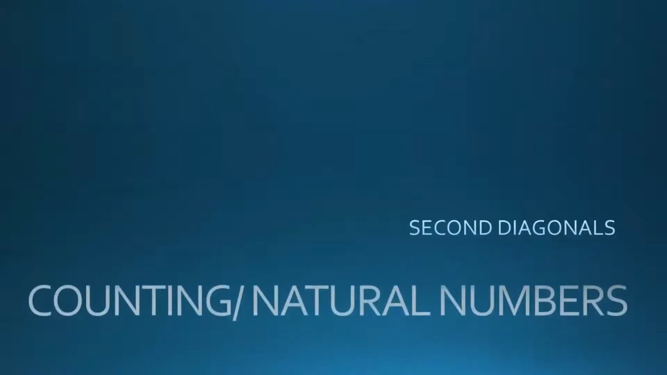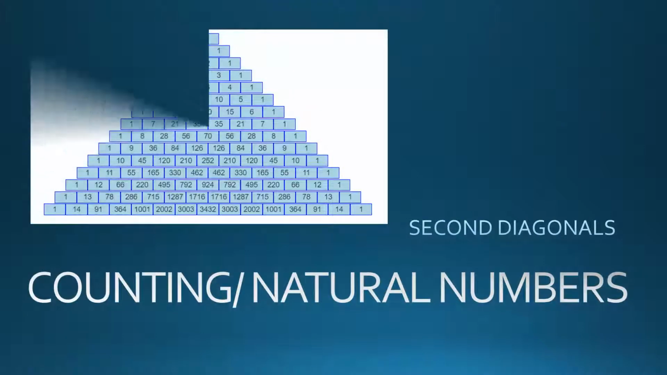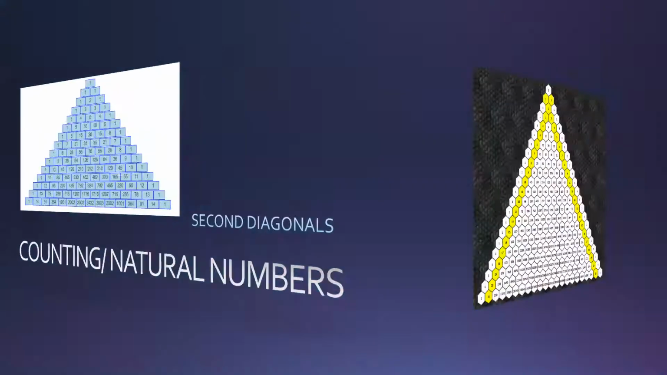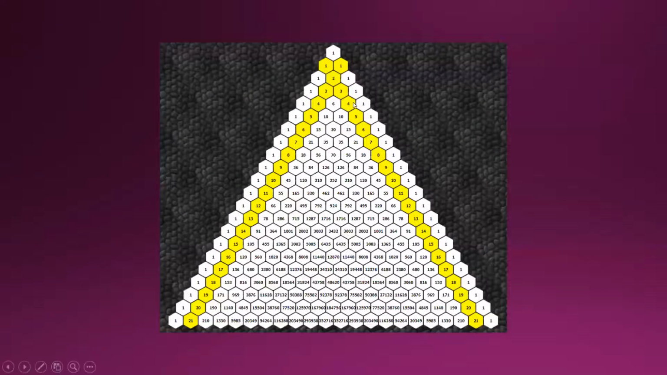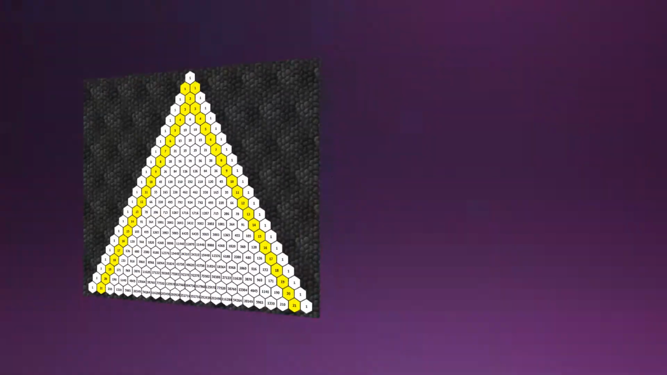And in the second diagonals, we have counting or natural numbers. If we look closely on both right and left side, we can see that the counting numbers or natural numbers, that is 1, 2, 3, and so on, are highlighted here. And they remain the same no matter how huge a triangle we take.